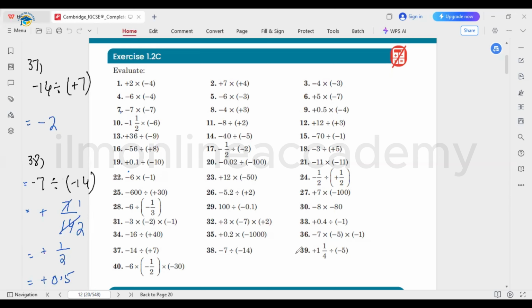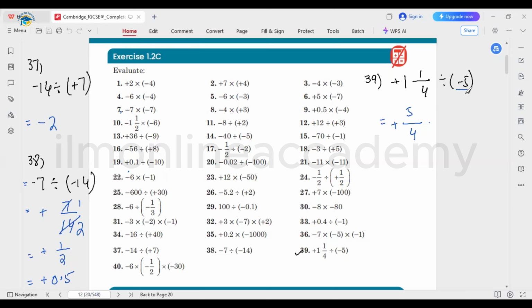Next, let's see the 39th. We have positive 1 into 1 by 4, and we need to divide it by negative 5. So again, we are going to change this mixed number into an improper fraction. For that, 1 times 4 plus 1, this would be positive 5 by 4. And as we need to divide it by negative 5, I will consider it as a fractional part again, because on this side they gave us a fraction, so I'm just going to change it into a fraction again.